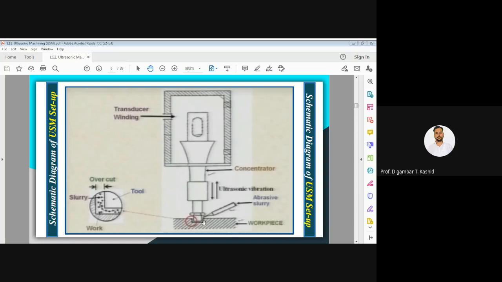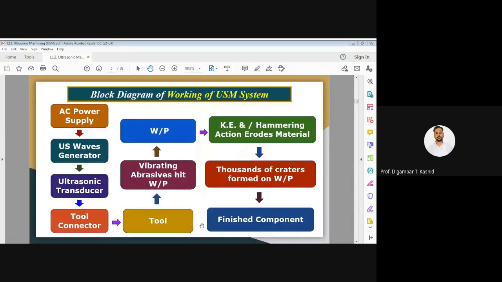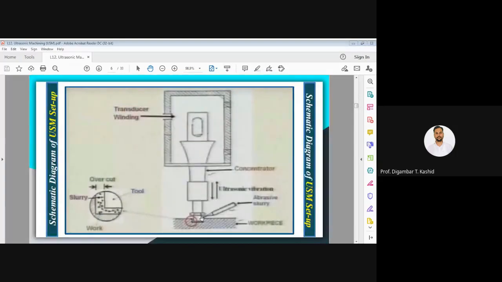This kinetic energy is nothing but half m v square. That is the formula. Here m is the mass of the abrasive particle, and v is the velocity with which it is hitting the workpiece. Due to that hitting, or we can call it the hammering action, it will erode the metal from the top surface of your workpiece.